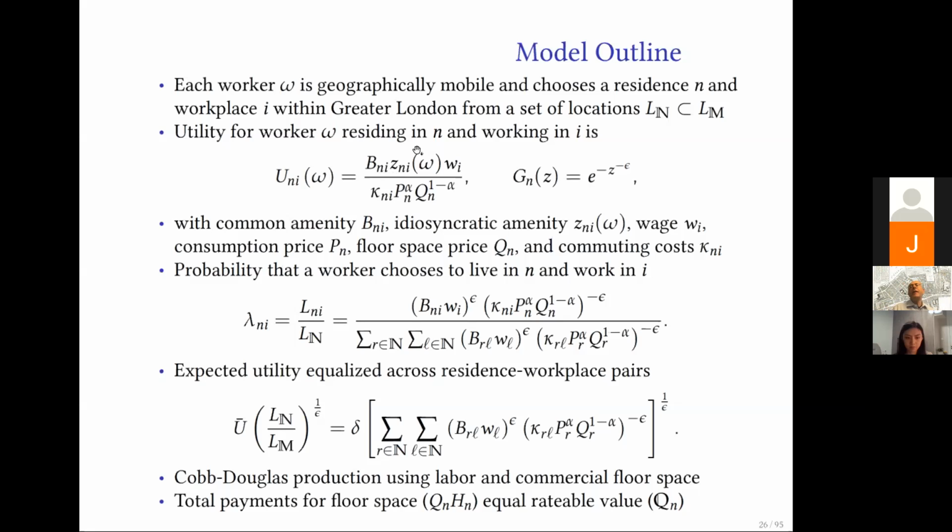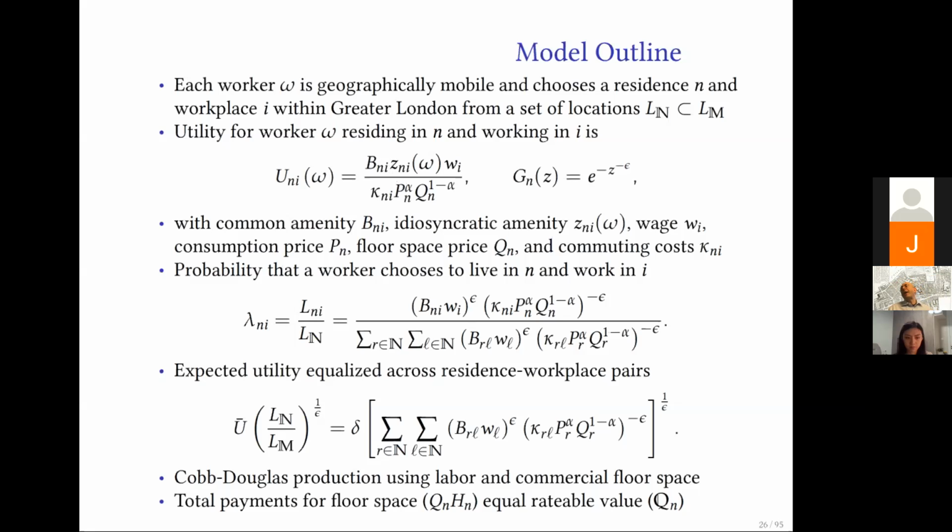And then finally, the key and crucial component of utility here is going to be the piece we take from random utility models. Every individual worker omega is going to have a random component of their utility, which I've labeled Z here. And that random component is specific to a particular residence workplace pair. So how should I think about this? Every worker gets a random draw for every possible residence workplace pair. There's a whole matrix of residences and workplaces, and the worker gets an idiosyncratic draw for how attractive she finds that particular pair of residence and workplace.